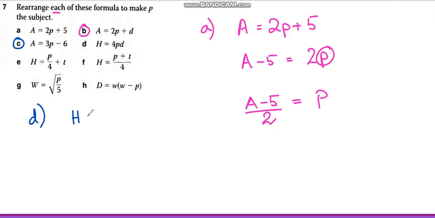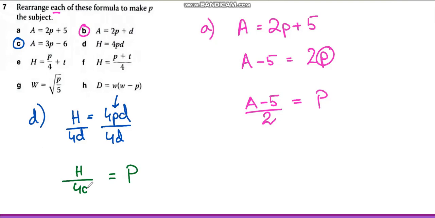In the D part, it is H equals 4PD. So we need P, which means we need to separate P. We don't need 4D, which is being multiplied by P. So we need to divide both sides by 4D. So 4D can be cancelled on the right side. On the right side, we will be left with P, and on the left side, we will get H over 4D. So this is how you have to make P the subject.